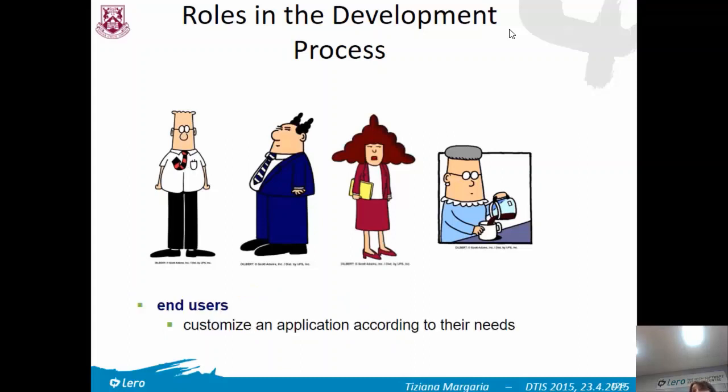And then there are end users, okay? We are not going to have them directly at the moment, but they would be the people that can still customize an application.